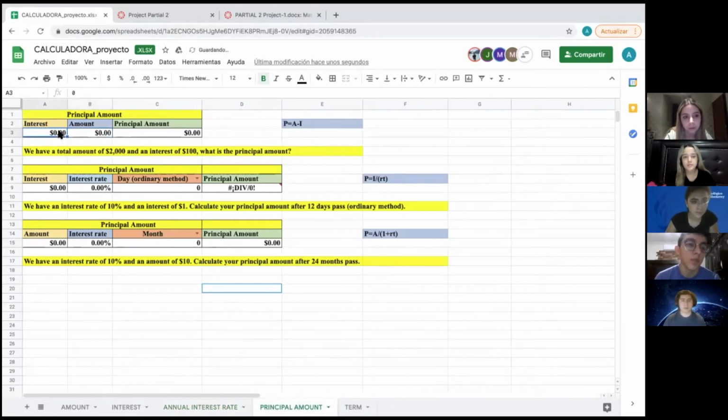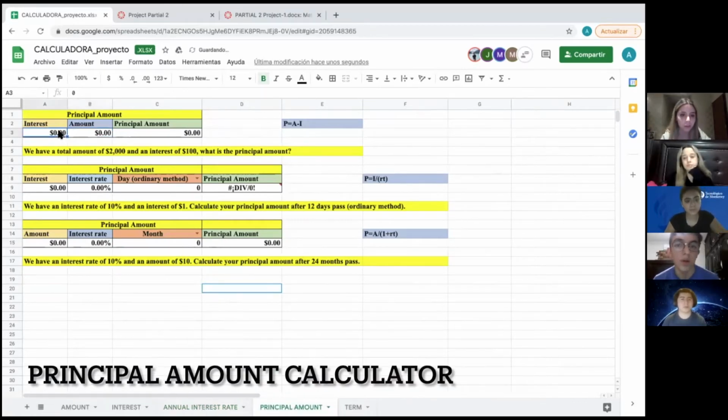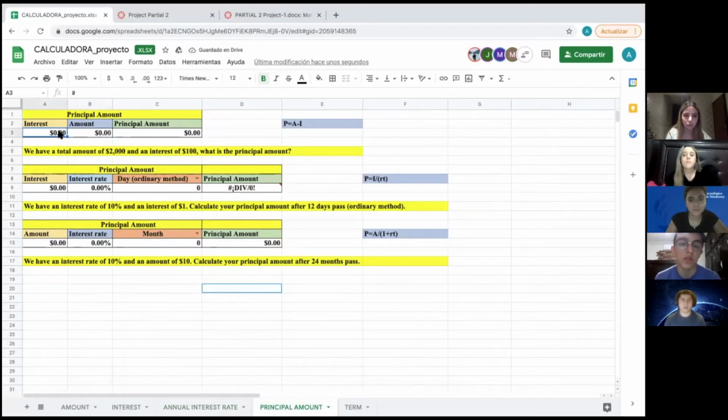Now with the principal amount part of the calculator, we have 3 different equations. The first one is amount minus the interest, and we have some examples to explain how to use it. The first example says that we have $2,000 and an interest of $1,000, and our amount will be $190.